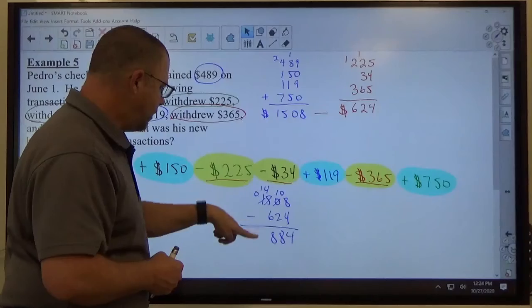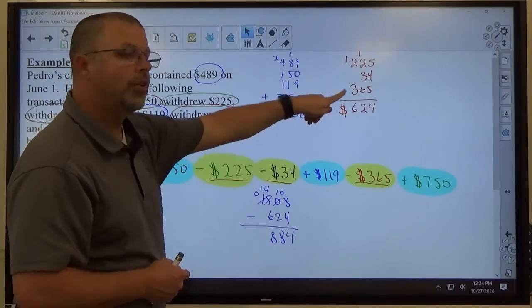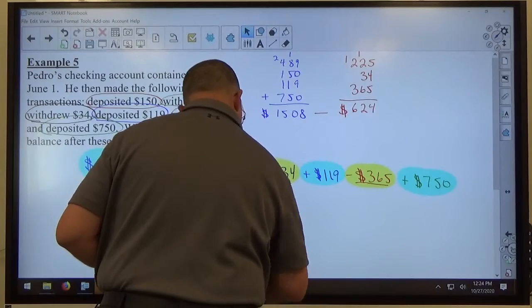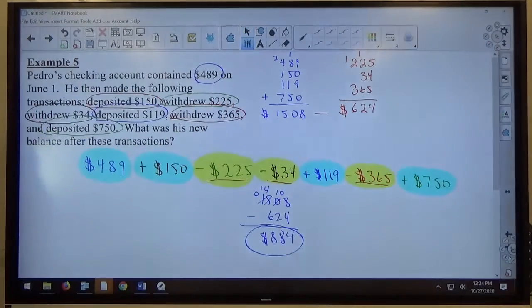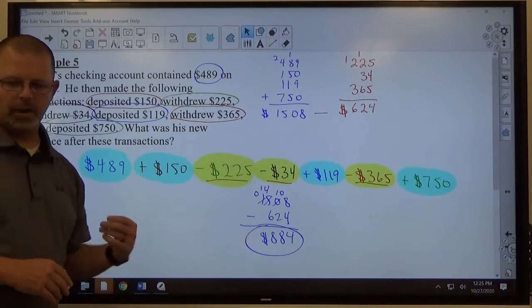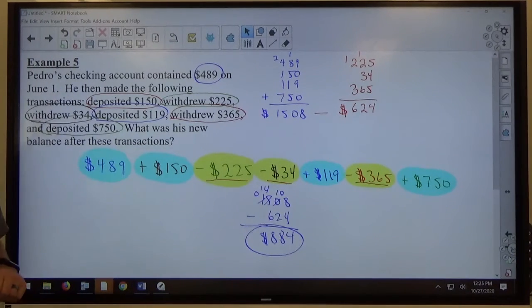So 884 and 1,508 is bigger than 624, so 884 is positive. So he has $884 in his bank account after all his transactions, which is a good thing. He started off with $489, and now we got more money than he started off with. It means he's living within his means, gonna have a successful life.